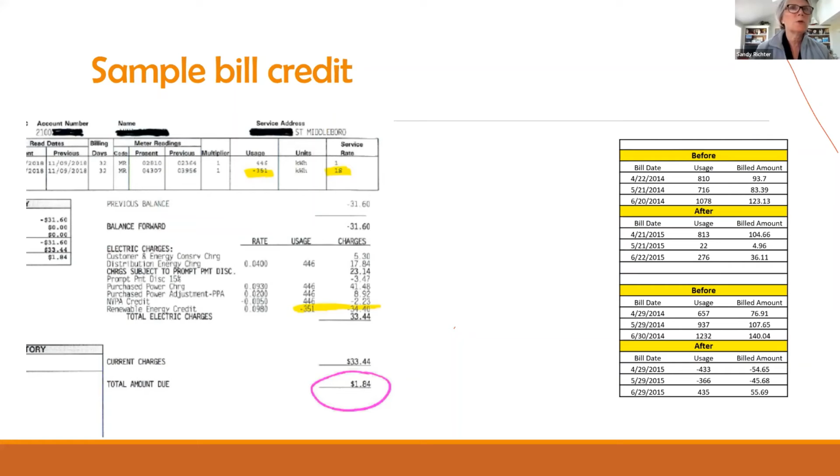First thing you want to notice is a previous balance there of a negative, and that's a credit that was carried over from the previous bill. And the usage of 446 is carried through, showing all of the charges for that delivered power. And then finally, the renewable energy credit at the bottom of that list is a negative charge because it's a credit, resulting in total charges of $33.44. And because it was a balance forward of a credit that was still being rolled over, we ended up with a bill of $1.84.